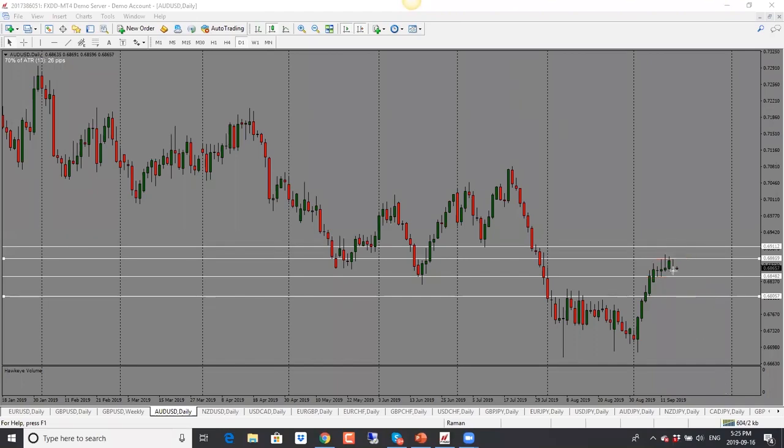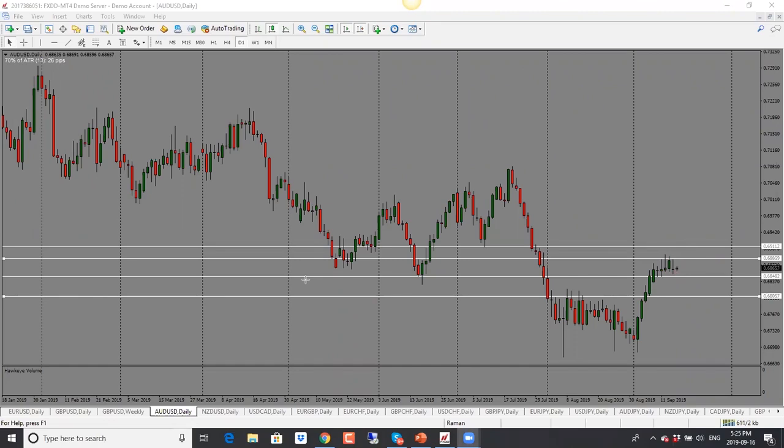However, if it doesn't break through, then we could see a further move up into the high. And if it breaks through the high here, then I will look for a continuation to the upside. So for now, bias is neutral for Aussie dollar.